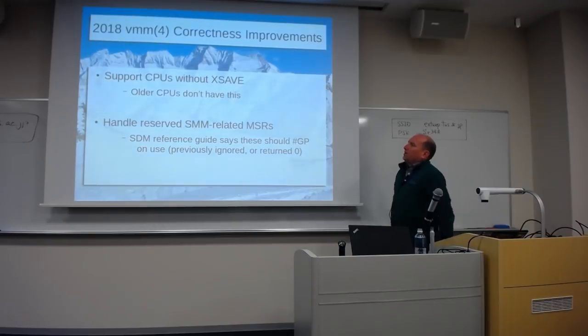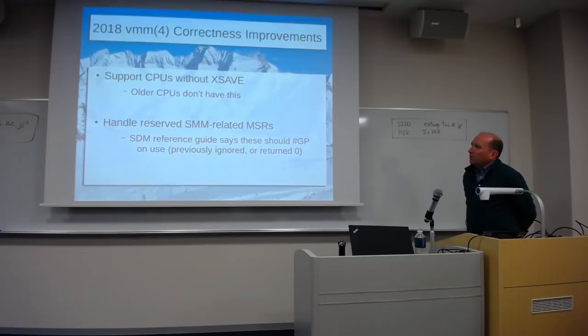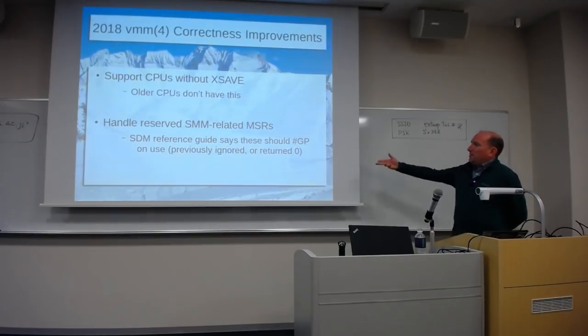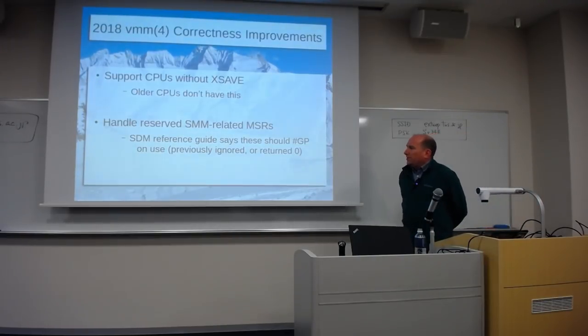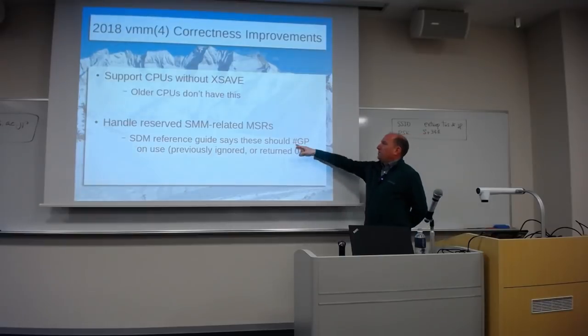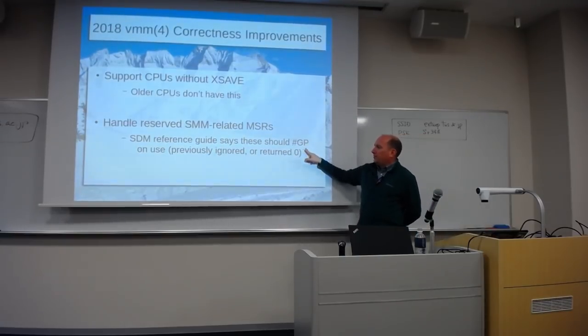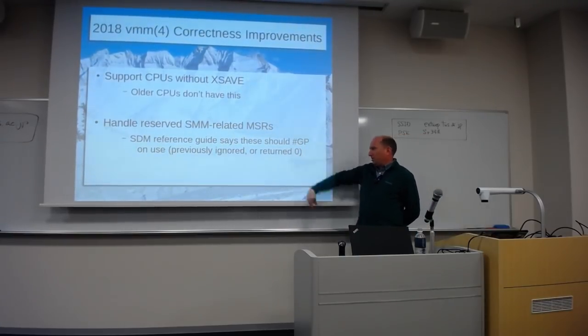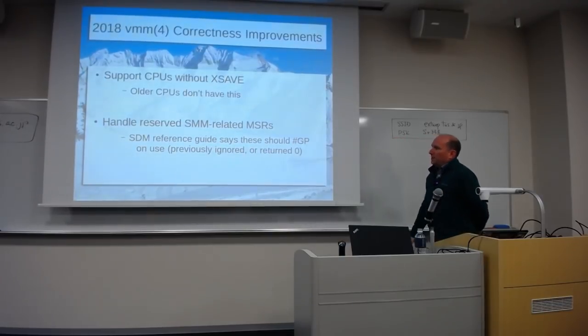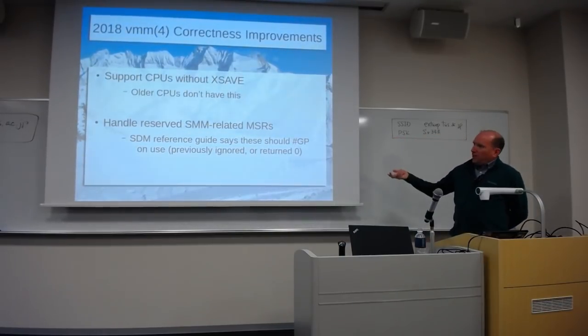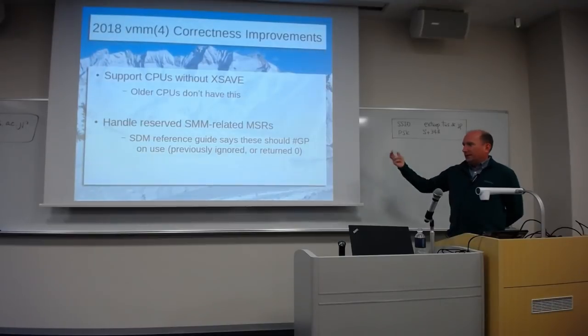I've talked about this already, so I'll skip through this real quick. We now support CPUs without xSave. Older CPUs don't have this. That's a floating point function that actually we don't even need anymore at all. And then the SMM-related MSRs. So the reference guide says that these should #GP, which is a general protection violation on use. And we previously ignored these or just returned zero. That was not the correct behavior. So the previous behavior was harmless, but we didn't actually do it correctly.